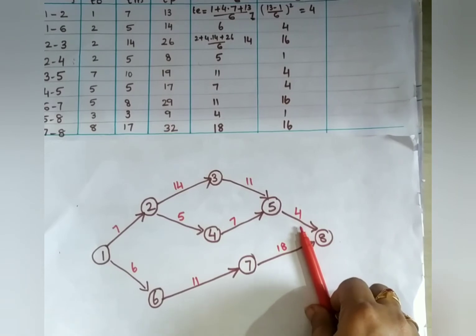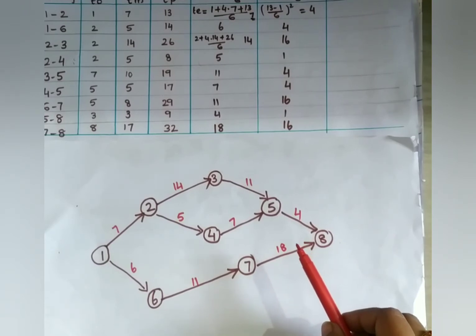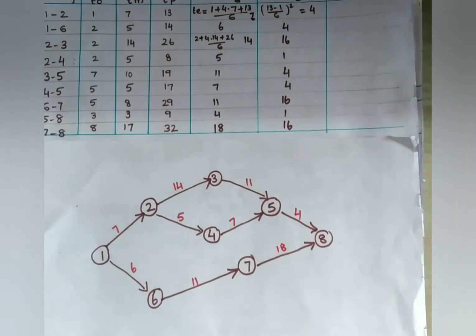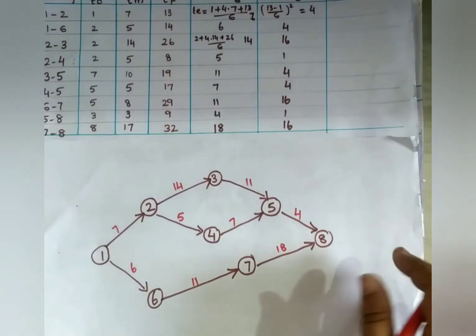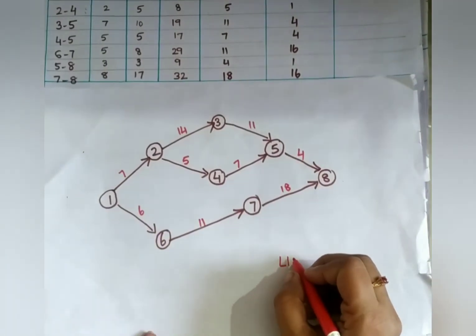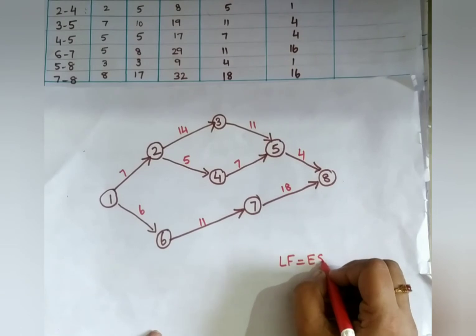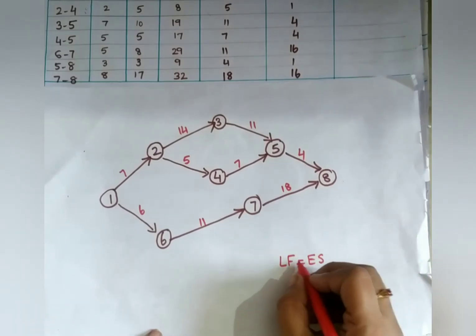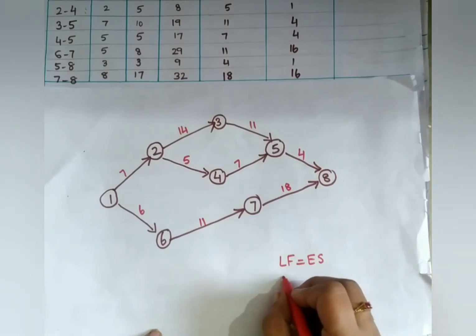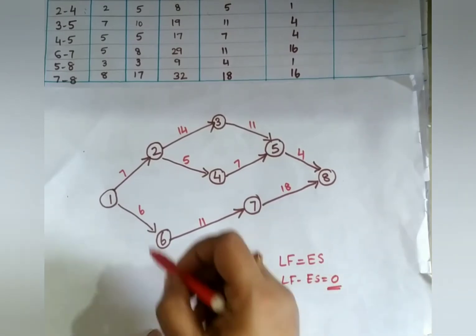Now what do you want to know? You have to find the critical path. So what is the formula or method for finding the critical path? It has to be LF equal to ES, as we already know in the critical path method. Latest finish time has to be equal to earliest start time. Otherwise, if you subtract these, LF minus ES equals 0, that path is your critical path.